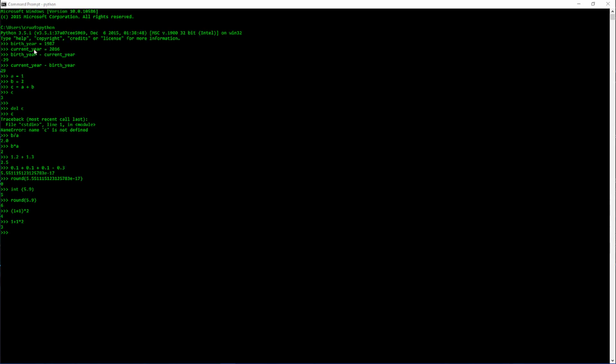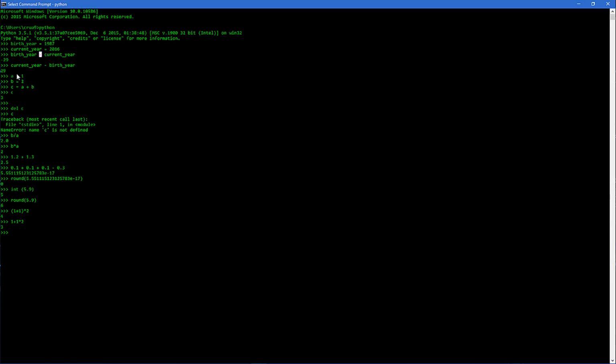So right here, basically what I'm doing is defining the value for birth year, the variable for that, and current year, the variable for that. Now, if we subtract birth year from current year, we get a negative, and if we subtract current year from birth year, then we get a positive 29. So you can actually subtract variables from each other, multiply, divide, and all the other stuff.